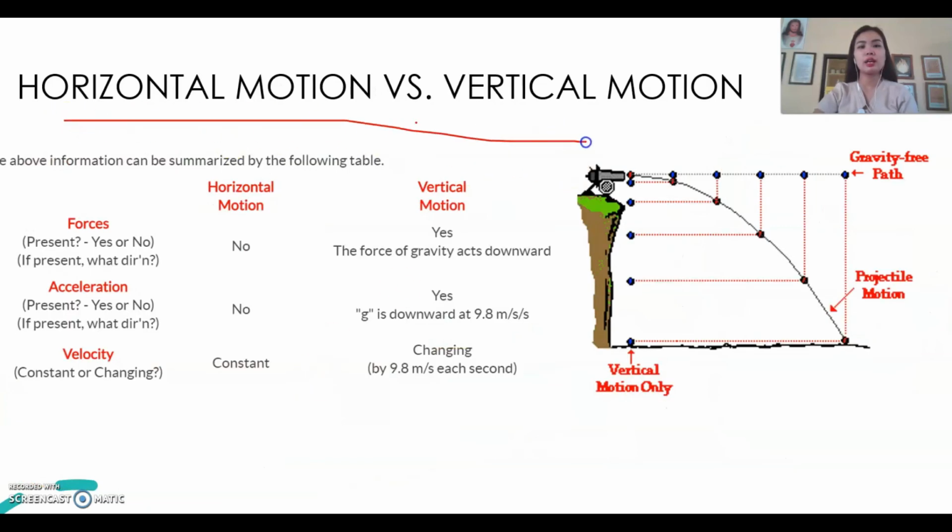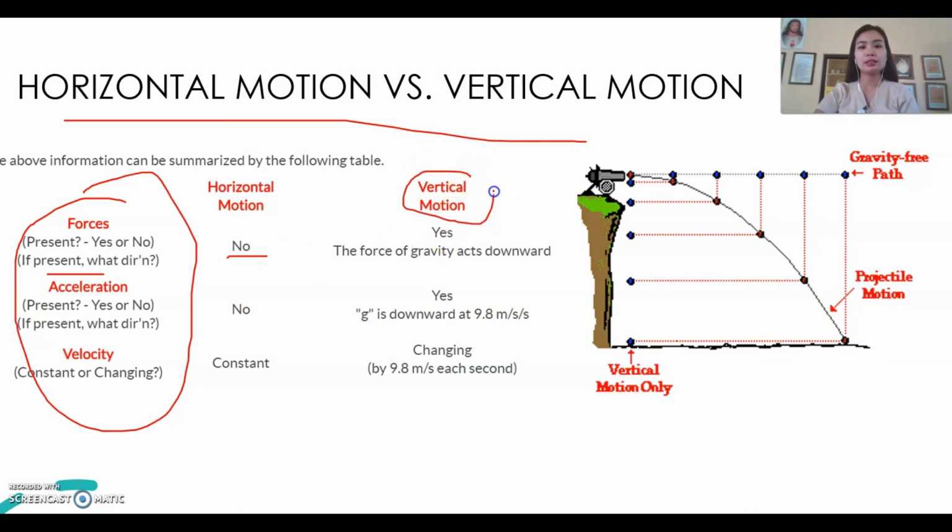Okay, let's try to check our differences between horizontal motion and vertical motion. Okay, we can see there the indicators: the forces, acceleration, and velocity. Describe nato ang bawat motion in terms of forces, acceleration, and velocity. Pag sinabing forces, is it present? If present, what direction? Okay, horizontal motion, of course, there is no force present, but in vertical, yes, of course, and that is the force of gravity. And remember, gravity is always in a downward direction.